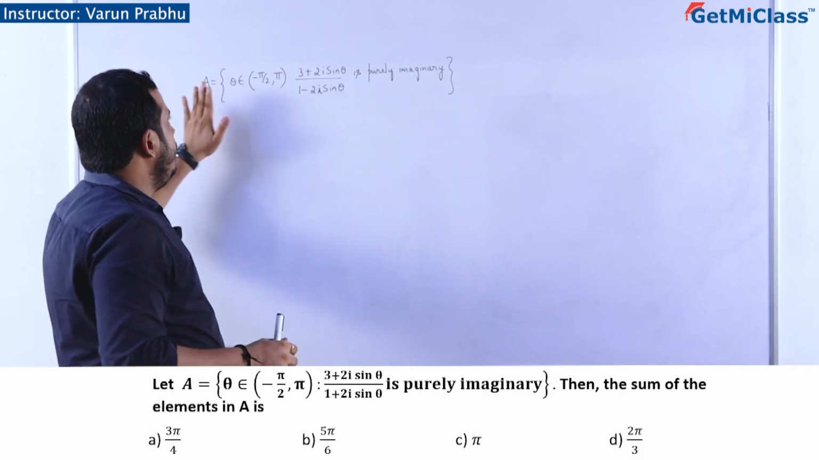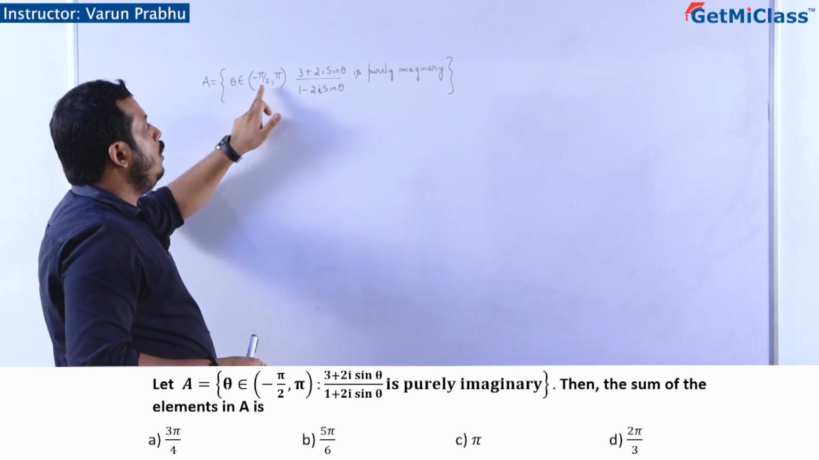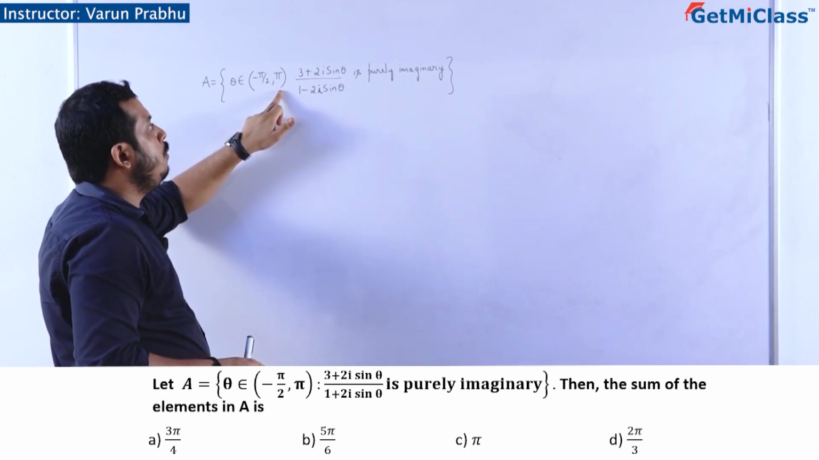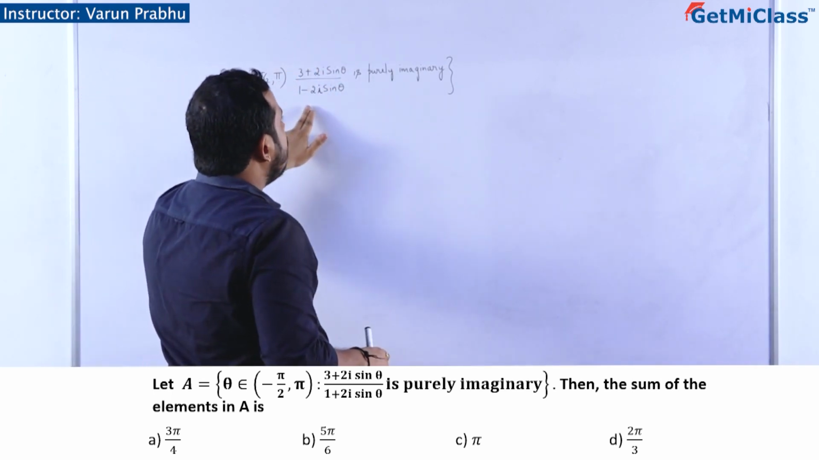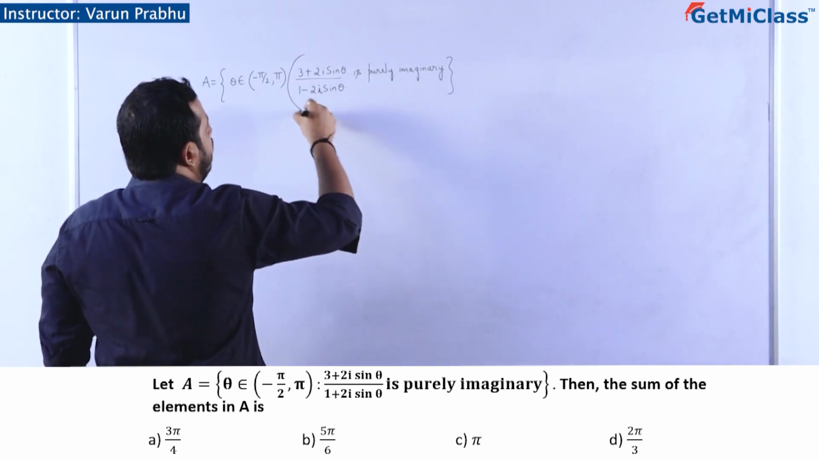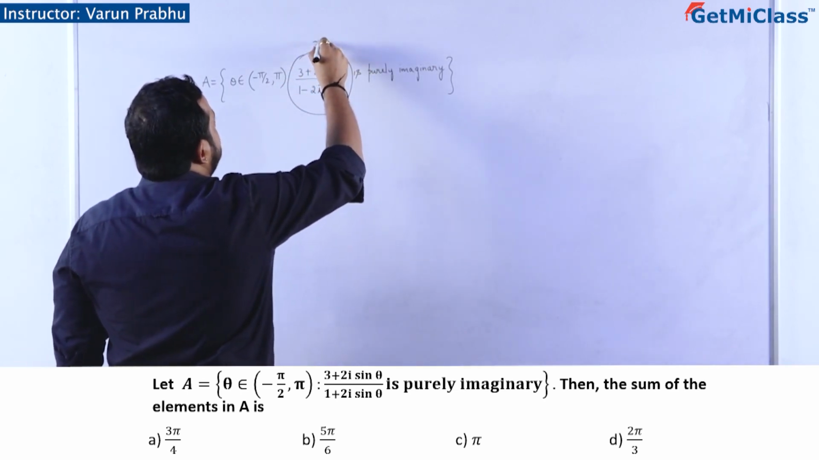If you look at this question, there is a set S where theta belongs from minus pi by 2 to plus pi. Is it okay? Minus pi by 2 to plus pi. And this is a complex number which is purely imaginary. So we'll call this particular complex number as Z.